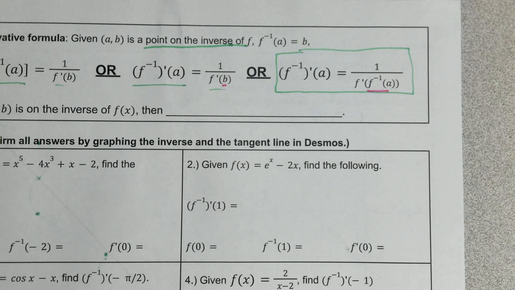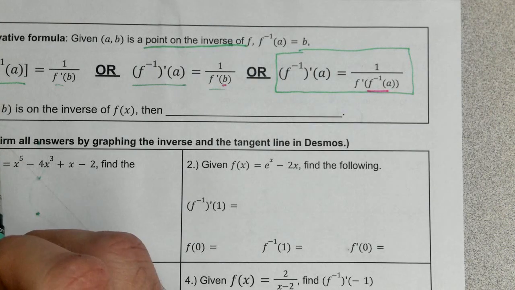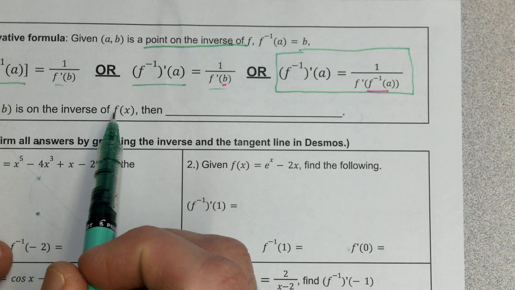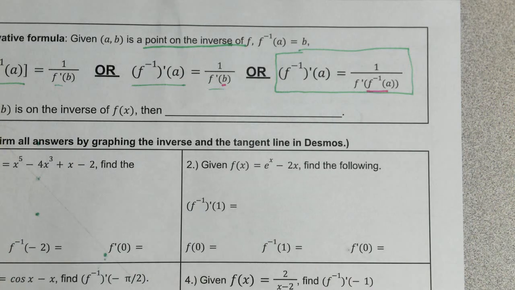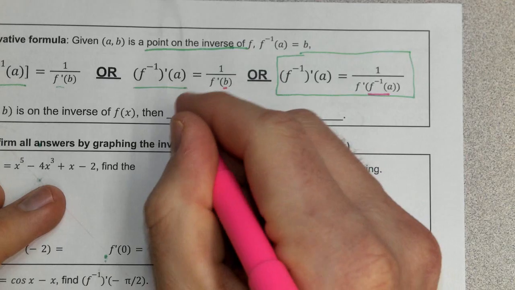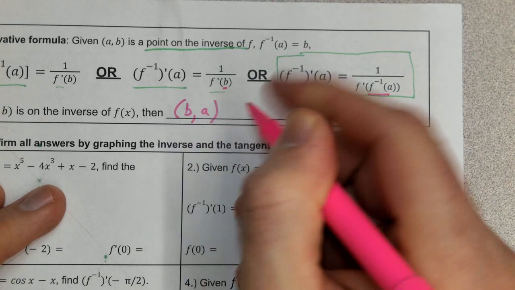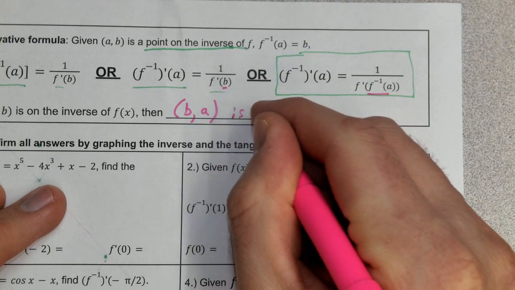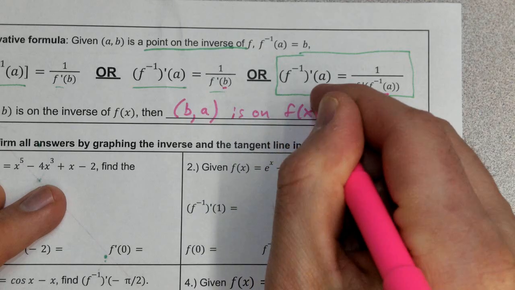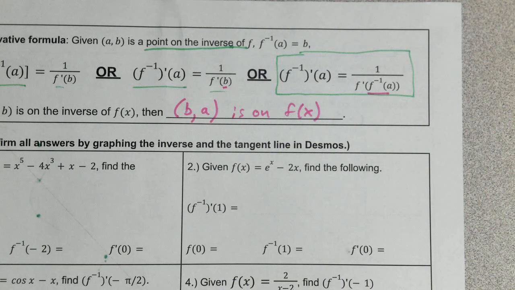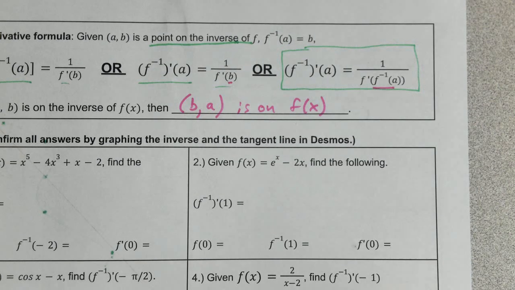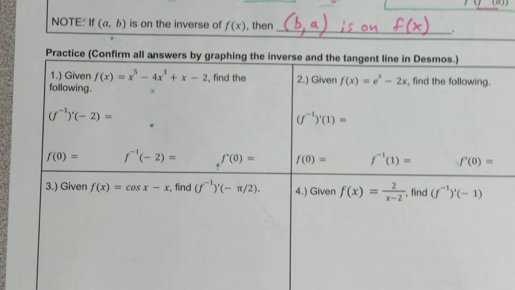And that's what B is. B is f inverse of A. Special note here: if AB is on the inverse of f of x, then we know that BA is on f of x. Half the battle in these problems is often just figuring out what is A and what is B. Once you get that, then usually you can plug stuff into the formula and get to your answer. But let's do a couple of these.